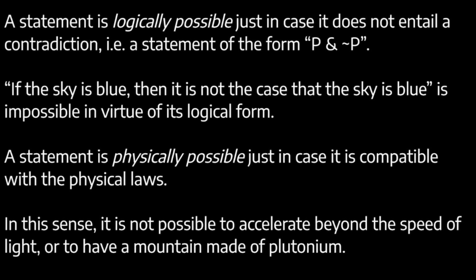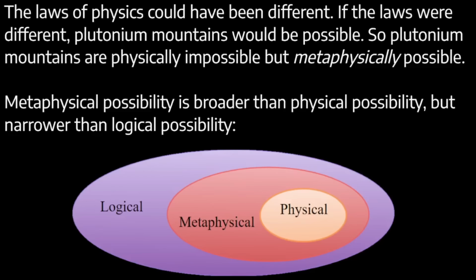But we might think that the physical laws could have been different. Perhaps the universe could have been Newtonian or Aristotelian, or perhaps it could have had some other set of laws undreamt of. Had the laws been different, maybe it would have been possible for an object to accelerate beyond the speed of light, or maybe you could have a mountain made of pure plutonium. So we might think that acceleration beyond the speed of light and mountains made of plutonium actually are possible in some other sense. And this brings us to metaphysical possibility.